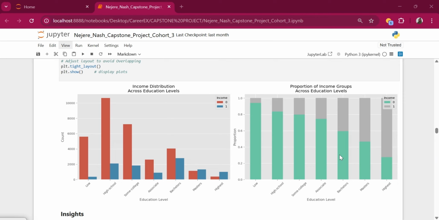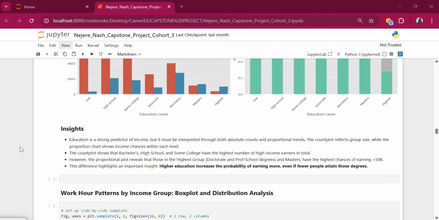And what is that? What we get from this is that people who have attained a higher level of education actually have a higher possibility of earning greater than 50k, even though their representation in the whole data set is not that much. You can actually see the rise. People who have doctorates and prof school have a high possibility of earning greater than 50k, followed by people with masters, followed by people with bachelors, and so on. So we can see that education is a good predictor of income.